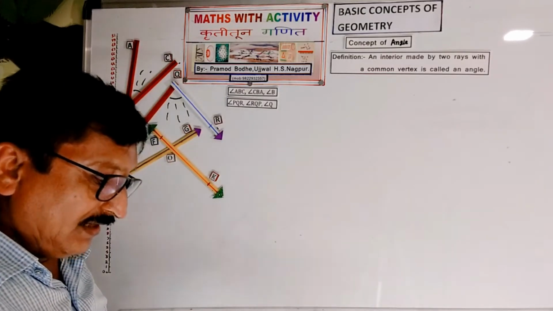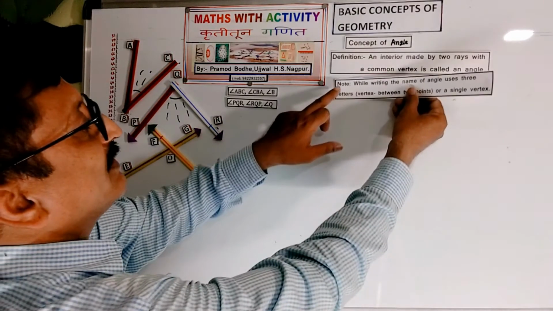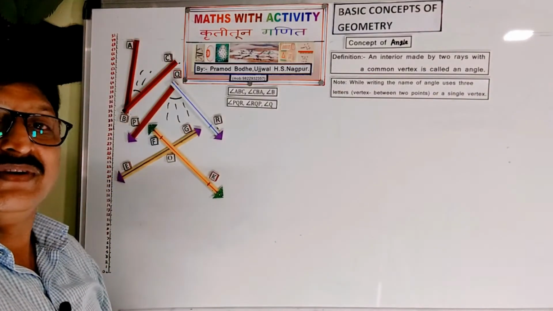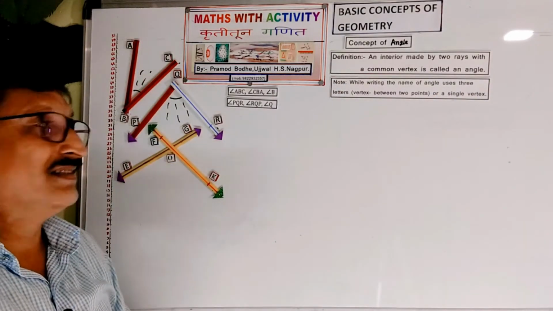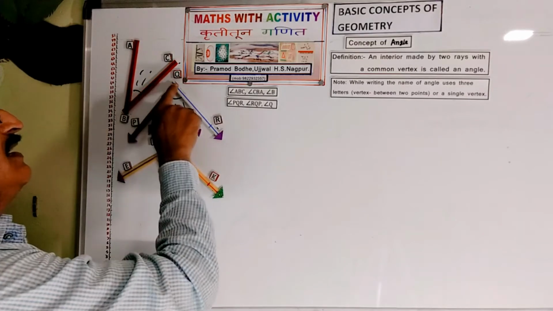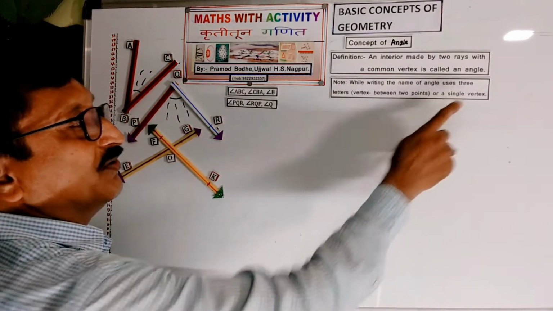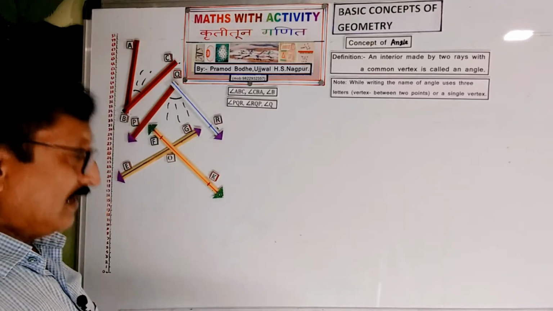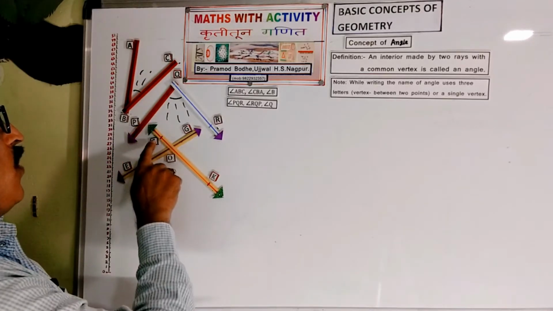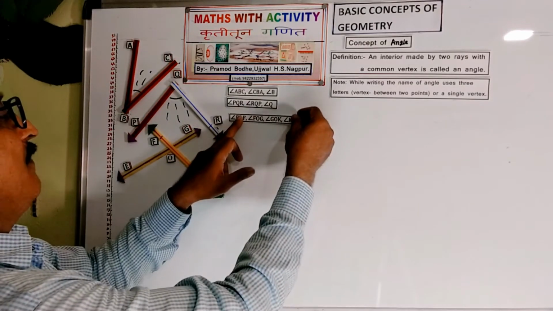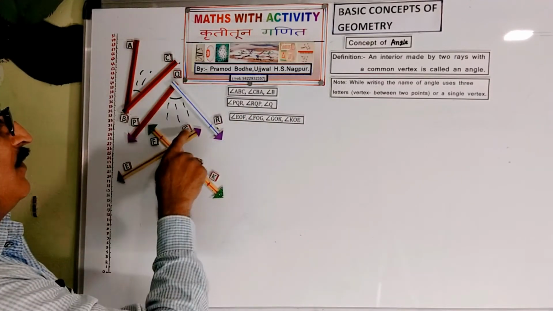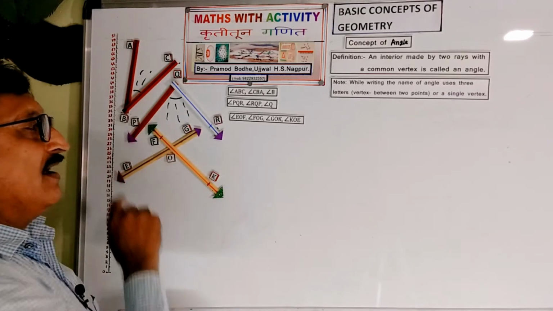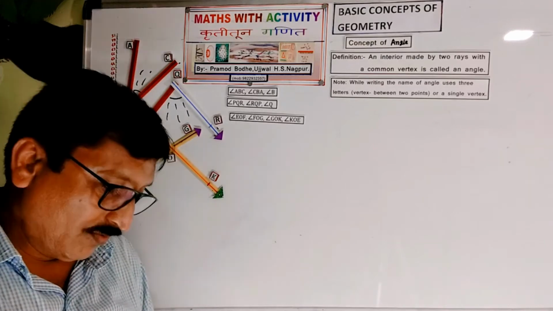That means while writing the name of an angle, there is some instruction. While writing the name of an angle, use 3 letters when there is more than one angle, or if there is only one single angle at the vertex, then you can use a single vertex. Therefore, the names of these angles will be written as EOF or FOG, FOG or GOK or KOE. In such a way you can write the name of the angle.